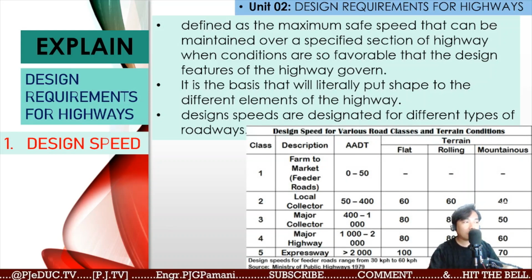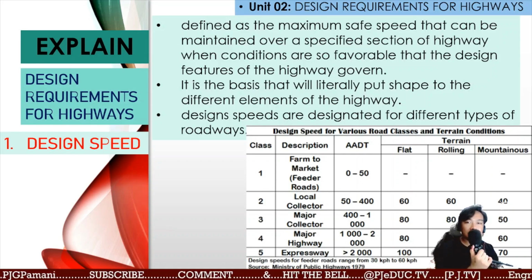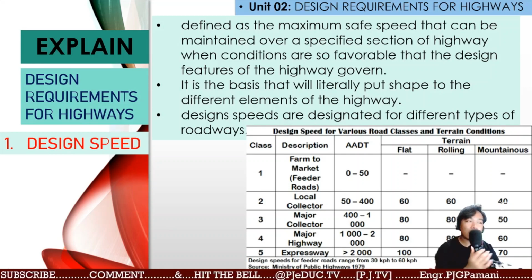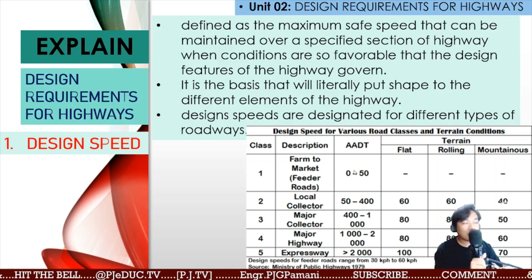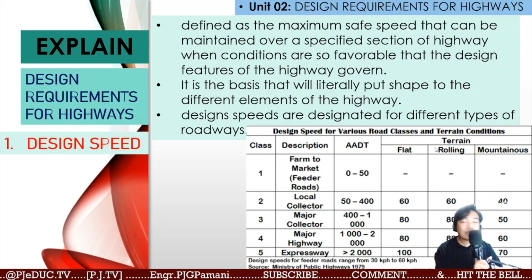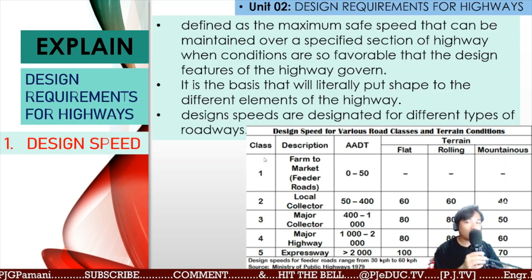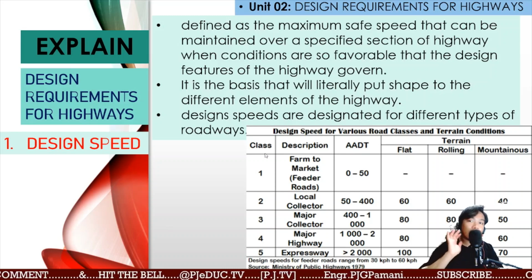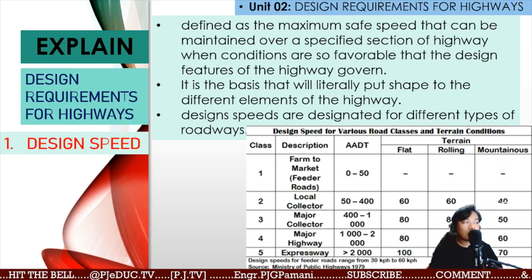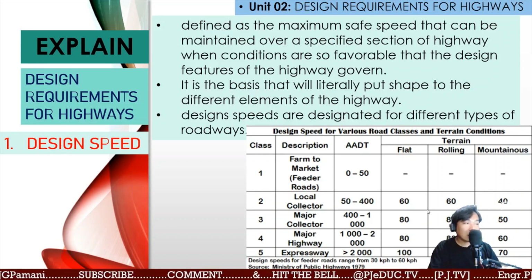As an example for our table specification, this is a table that dictates the design speed for various road classes and terrain conditions, and dictates the AADT, the annual average daily traffic, and the classification when it comes to terrain. So, for class 1 description, these are farm-to-market roads, where the volume of vehicles using those lanes is 0 to 50. Then we have no specification when it comes to flat terrain, rolling, mountainous, and so forth.